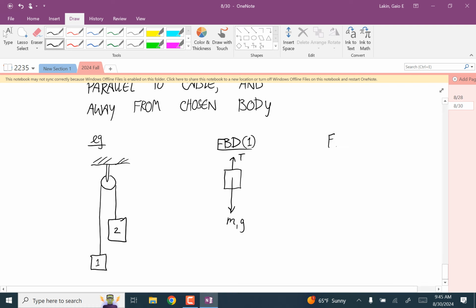And then the free body diagram of box 2. You have the weight, the mass of box 2 times 9.81. And then the only place the surroundings make contact with box 2 is the cable. The rule says the cable force is parallel to the cable, away from the body. So those are 2 complete free body diagrams.